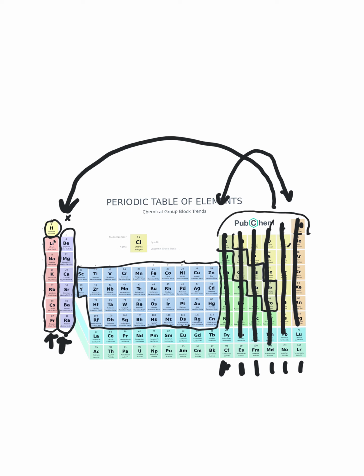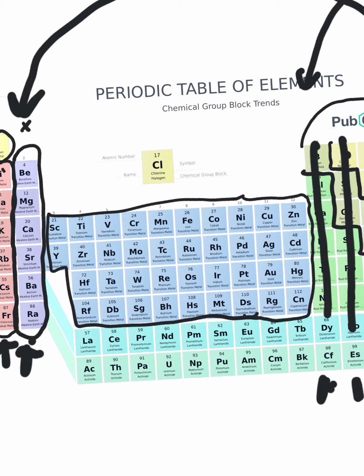Okay, so you can tell an awful lot from the periodic table. This is just some of what you can learn from it. There are other things that we can learn, but this is the basics.